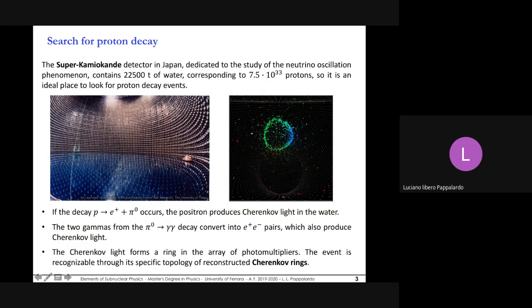Now, how do the searches actually proceed? People are searching for this decay here, the proton into a positron and a pi 0. If this decay would occur, then the positron that is emitted in the final state will produce Cherenkov light in the water. I guess you know what Cherenkov light is.